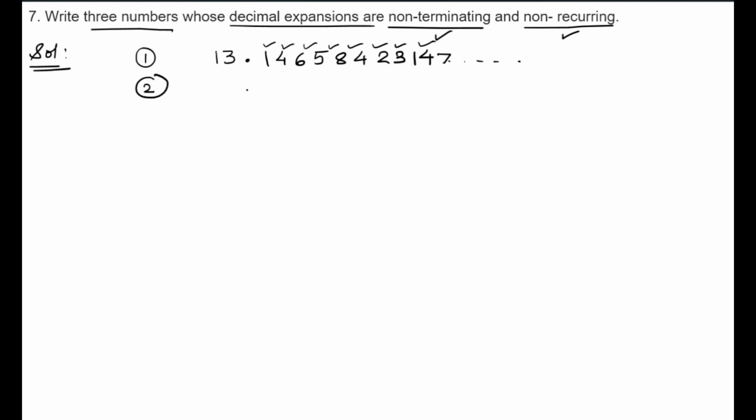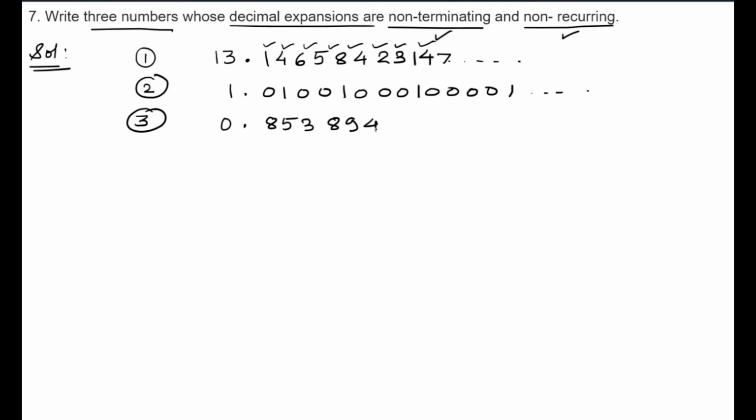You can take the second example as 1.0101000100001 and so on. Correct? The third one could be 0.853894468. You can write actually any number, but just keep in mind that these two conditions are met. That's it. Now coming to the next question, that is question number 8.